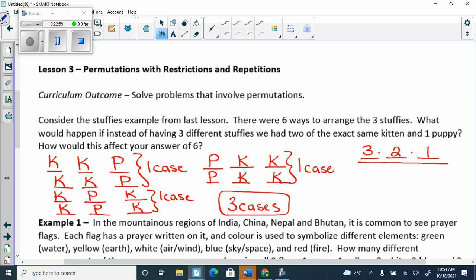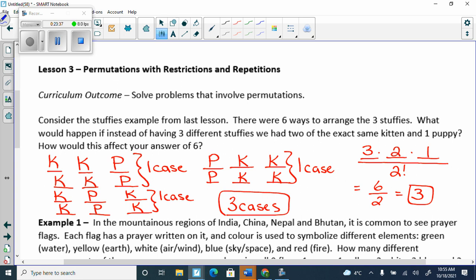But they're not. How many of them are the same? 2. So all you do is you do the top like they're all different, and then you divide by the factorial of the doubles or triples or whatever. So how many do we have the same? 2. So we divide by 2 factorial on the bottom, and that gets rid of all the cases where they actually look the same. So this would get me 6 over 2, which is 3, the exact same answer. Correct?